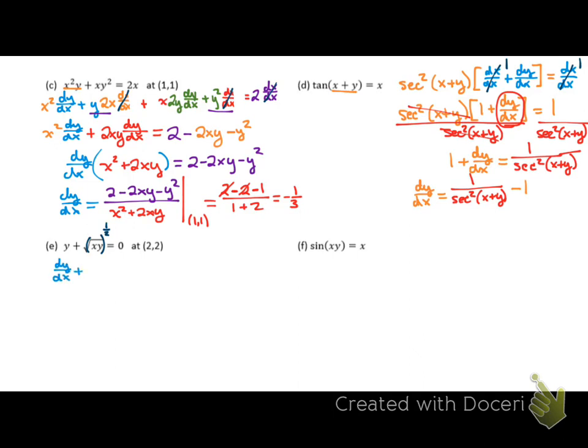For the chain rule, we're going to take the 1/2 and move it to the front. The x times y stays the same because it was on the inside, and then we multiply by the first times the derivative of the second, plus the second times the derivative of the first, and that equals 0 because the derivative of 0 is still 0. Again, we're trying to get, oh, and this is negative 1/2. Okay, so we are trying to get dy/dx by itself.